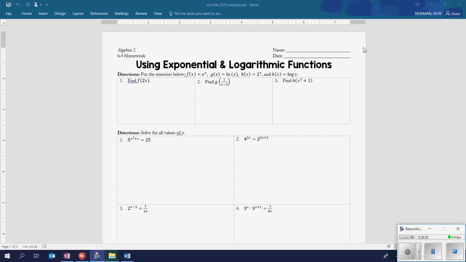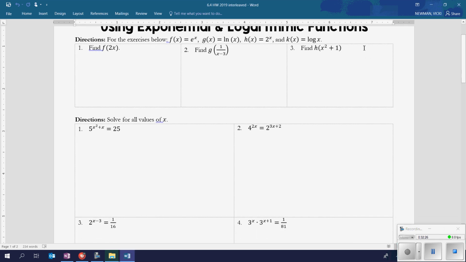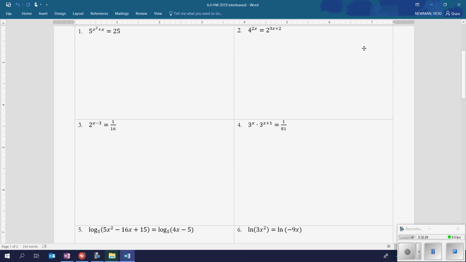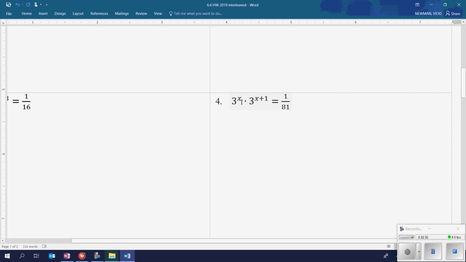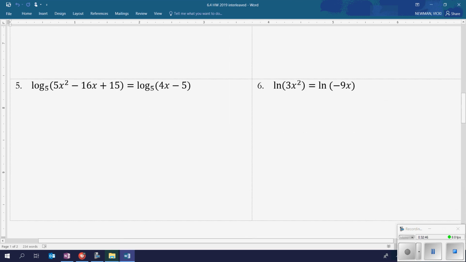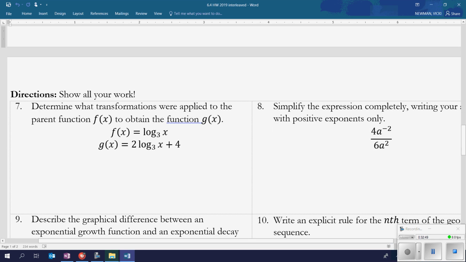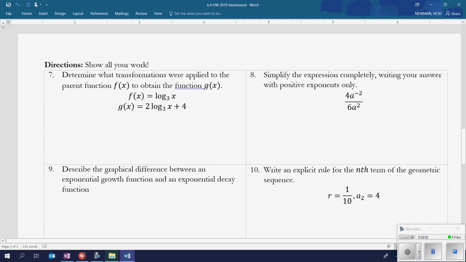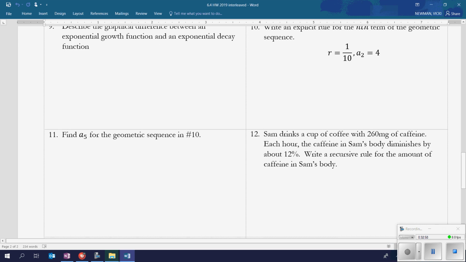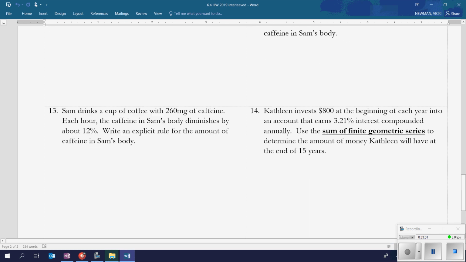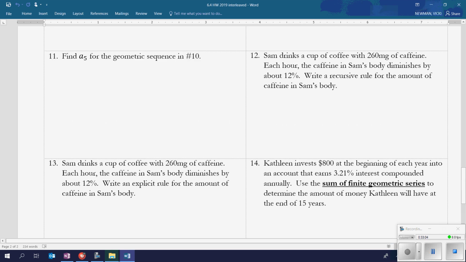All right, so homework looks like this. You're going to evaluate with some functions. Then you have your common base questions. I will tell you number 4, step 1, 2 things with the same base. You're going to add the exponents, so that will end up being 3 to the 2x plus 1. I just want to say that first. If you were in class, I would also tell you that. And then you've got some equations to solve. On the back side, we've got some questions about transformations, about exponents, geometric series and sequences. You want to make sure you do a nice job with these here.